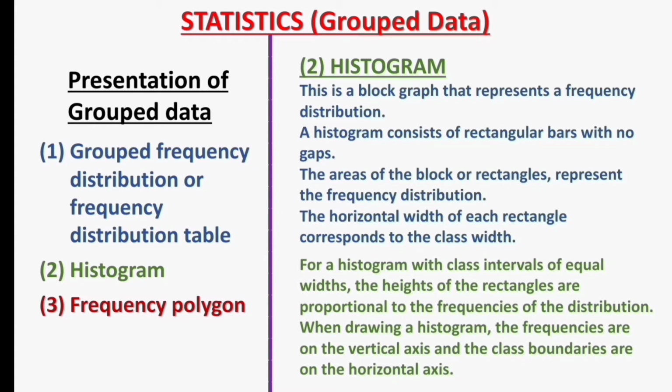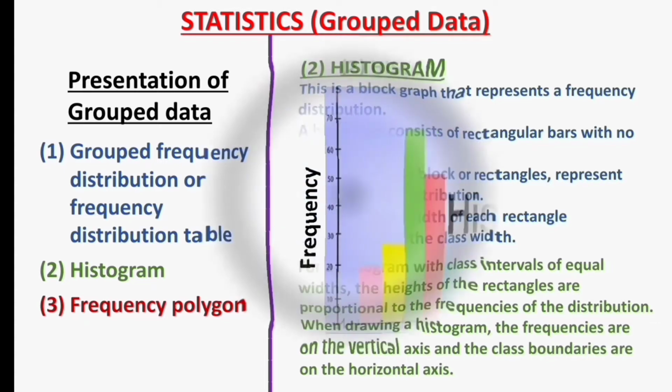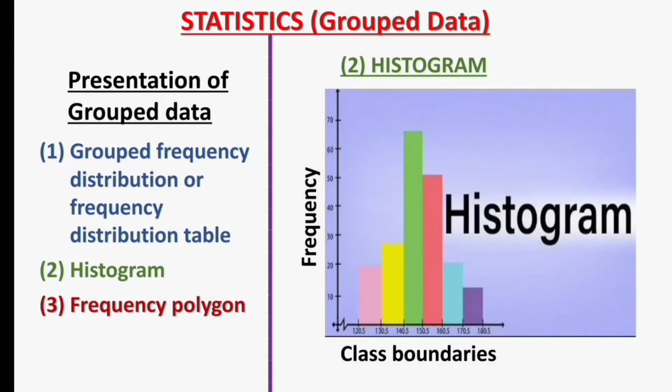For a histogram with class intervals of equal widths, the heights of the rectangles are proportional to the frequencies of the distribution. When drawing a histogram, the frequencies are on the vertical axis and the class boundaries are on the horizontal axis. Here's an example of how a histogram looks, with rectangular bars with no gaps, having frequency on the vertical axis and class boundaries on the horizontal axis.